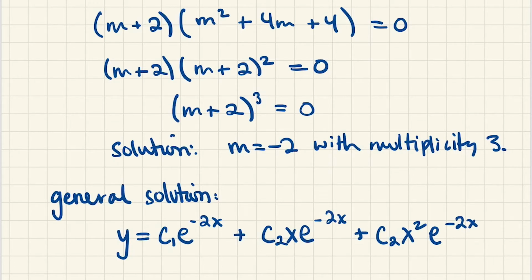So this last term should be a c3. There we are. So this last term will be c3 x squared e to the -2x. And if we had multiplicity 4, and this were, say, a fourth order differential equation, then we go plus c4 x cubed and plus c5 x to the fourth, and so on as needed.